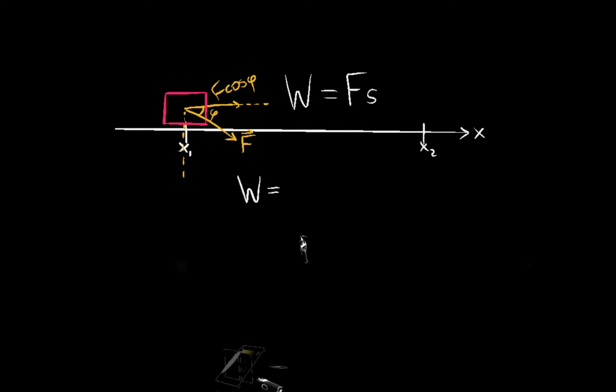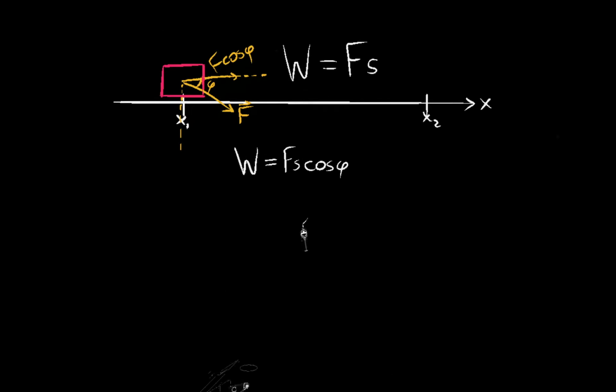So then in that case, a more precise definition of work, taking into account that it's only the component of the force that's in the direction of the motion, we could write F S cosine phi, phi being the angle between F and S, right? So S is just the direction of displacement, and F is the direction of the force. So this would be the angle between them.